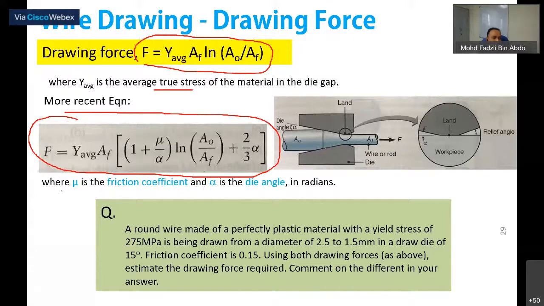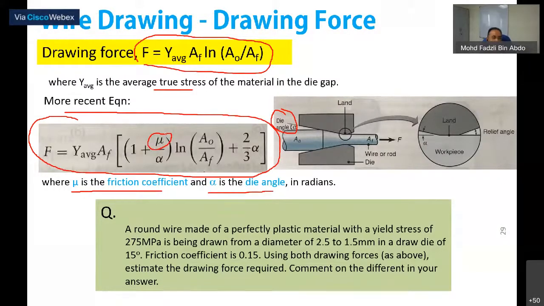Yang mana dia masukkan where mu is the coefficient of friction and alpha is the die angle in radians. Ni, kita ada alpha ni. Maksudnya untuk drawing force ni, untuk yang ni dia eliminate the coefficient of friction, maksudnya dia assume that coefficient of friction is zero. Maksudnya tak ada friction. Tapi untuk the latest one ni kita assume ada friction coefficient.